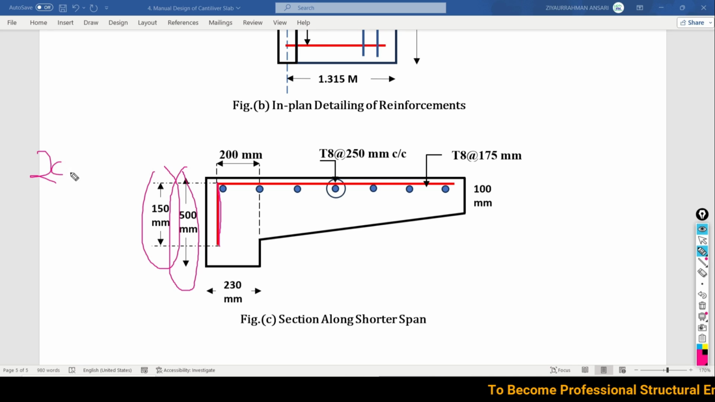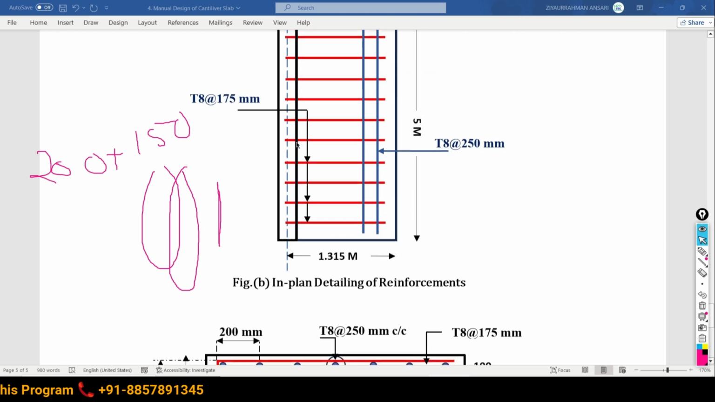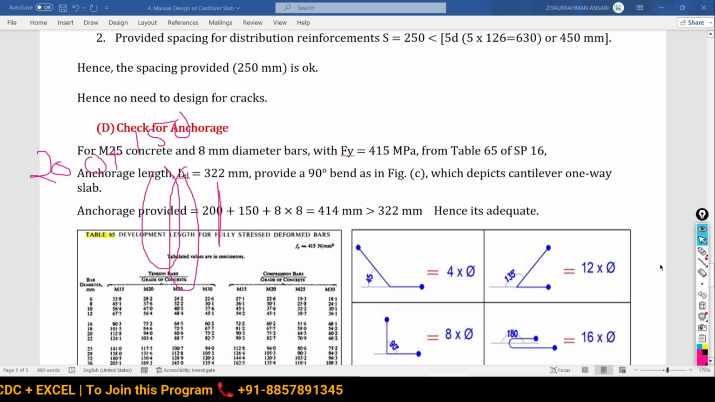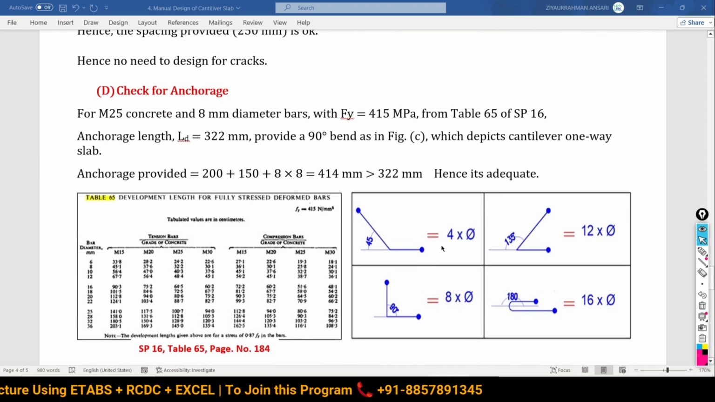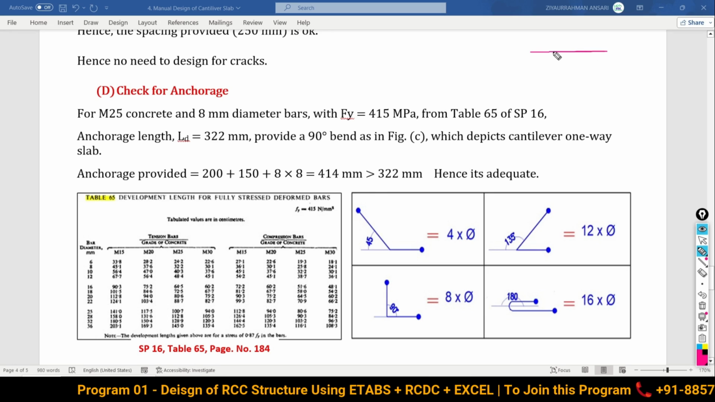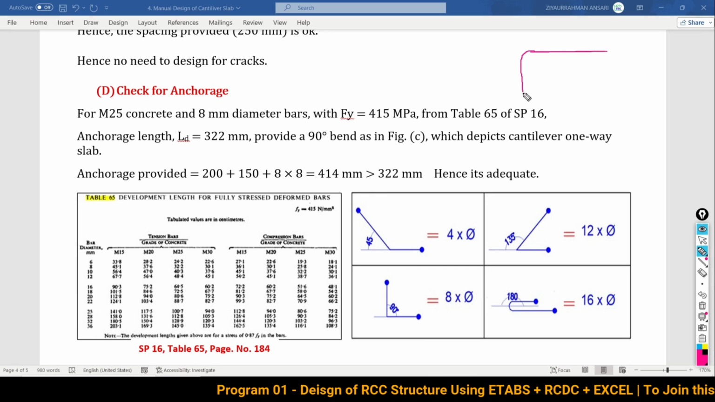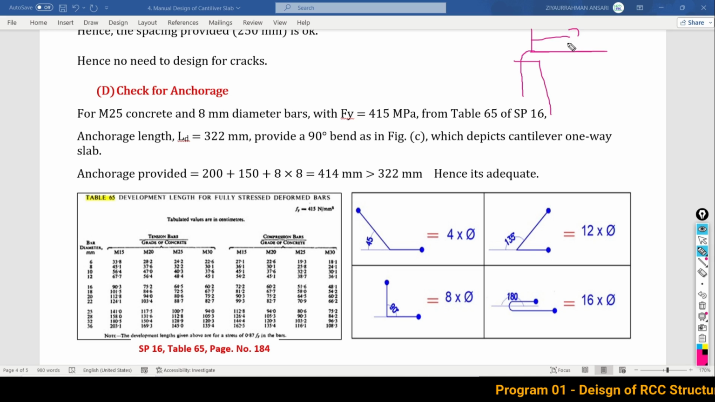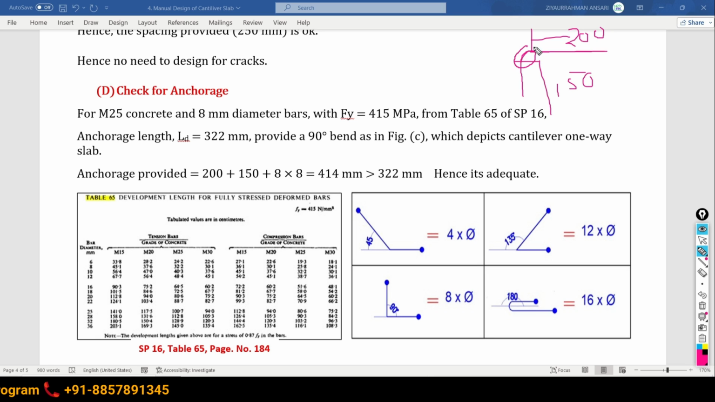So 200 plus 150. This much anchorage is available. Plus in that, what to do? We have to add one more thing, that is what here it is given, due to anchorage, because it is a bar. So when you are going to bend it like this, this is 150 and this is 200, this is 200 and this is 150, but due to this bend, this extension will be there.